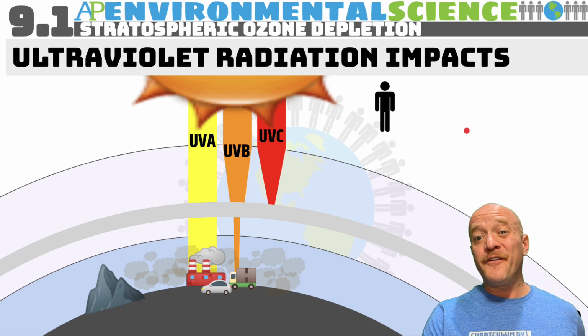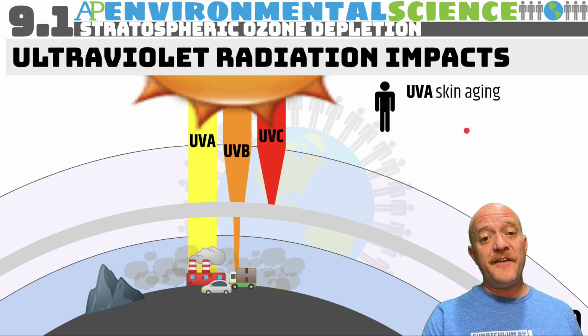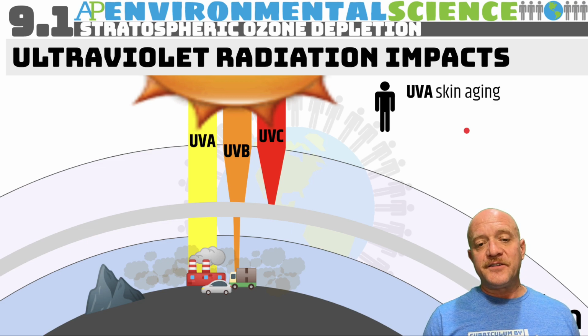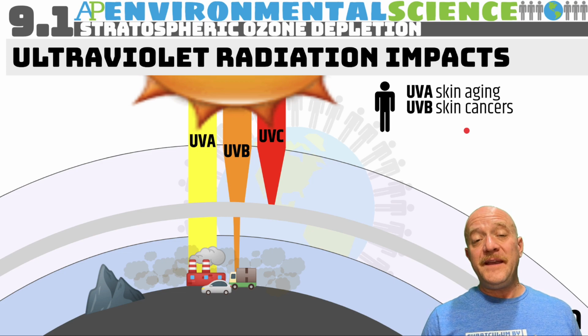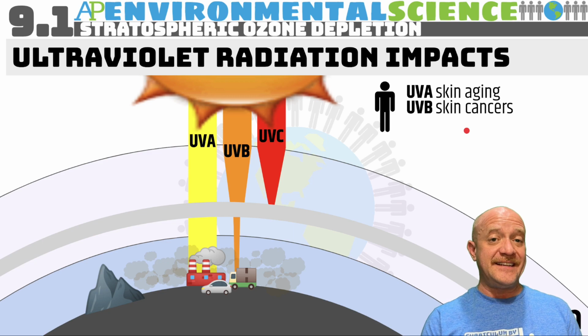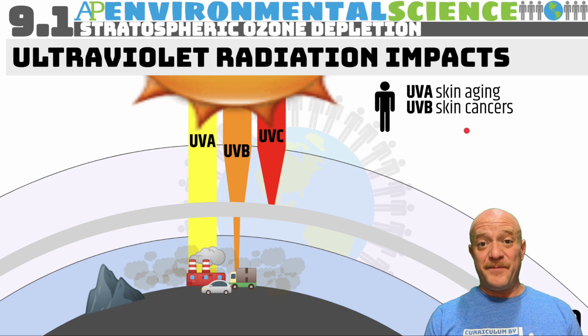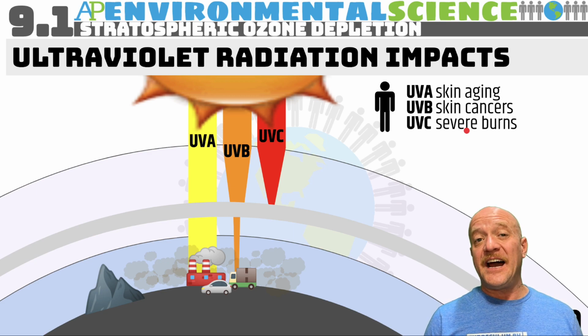Now, for humans, if UVA gets in, this leads to skin aging. It is also the one that causes suntan and sunburn. UVB will lead to skin cancers, which is exactly why people with light complexions like myself need to wear UV protection when we go out into the sun. And if the UVC got in, we would have severe burns.